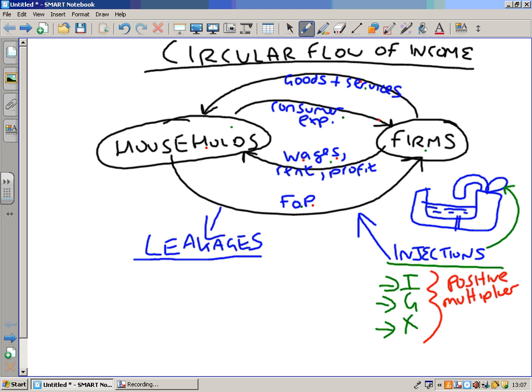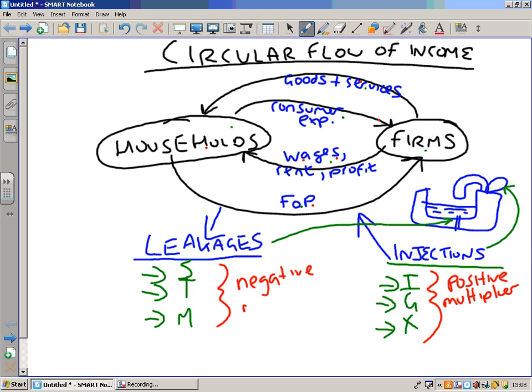Leakages, you can think about these as the plug hole, water leaking out of the bathtub, are what make the circular flow smaller. The three leakages are the exact opposite of the three injections. So the opposite of investment is savings, or S. Opposite of government spending is taxation. Opposite of exports is imports. And what these three can create are negative multipliers. And we'll explain what that means in a minute.